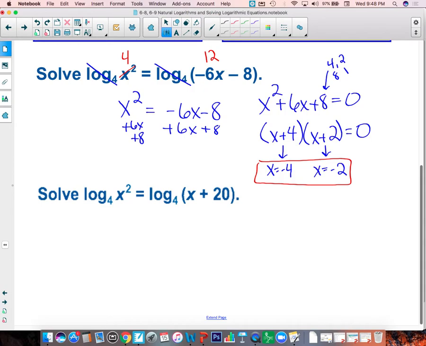See if you can solve the next one. So pause the video, please, and write that one down and see if you can power through it. All right, so looking at that one again, you have the same log on both sides, log base 4. Cancel it out. Then we're left with x squared equals x plus 20. So we have an x squared, an x, and a number. Put everything on one side and factor.